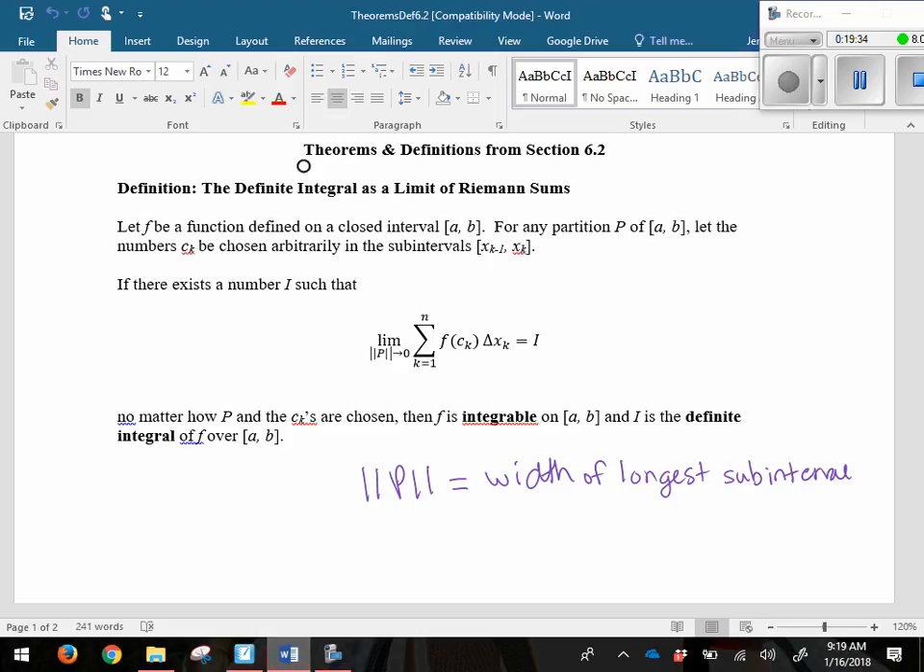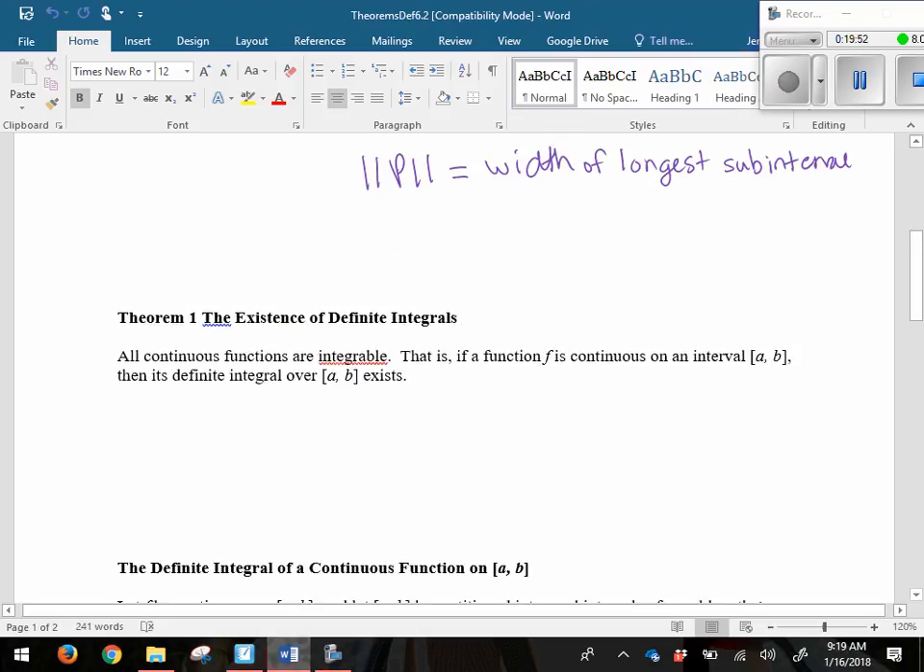Okay, this tells us that no matter how we partition the function, if the limit exists, then f of x is integrable. Not everything in our lives will be integrable. And the definite integral over [a, b] is this letter I. There will be things you cannot take the integral of. We'll find that there are things you cannot take the integral of because you will get something ridiculous. This is one of those things.